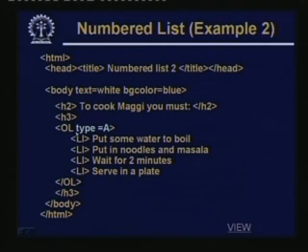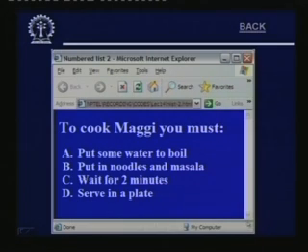Same example with this attribute type equal to A included in the begin OL tag. If you view this, it will be the same kind of display, but instead of 1, 2, 3, 4, we are getting A, B, C, D in the beginning. This is the only difference you are getting, right.